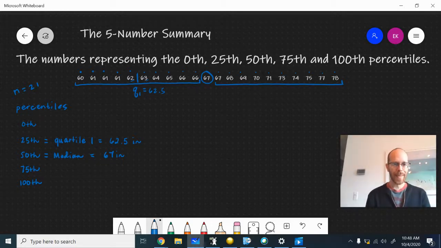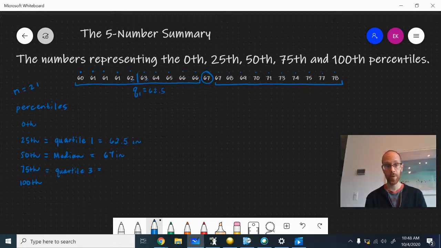All right. The 75th percentile is quartile 3. It's easy to remember, right? 75 cents is 3 quarters. 25 cents is 1 quarter. Quartile 1, quartile 3. All right.